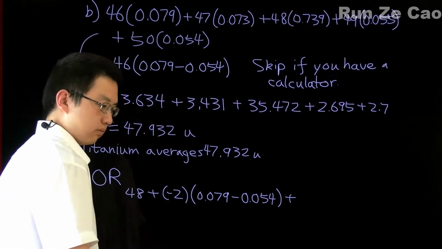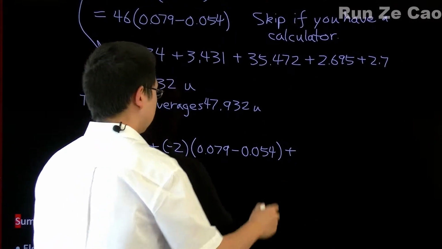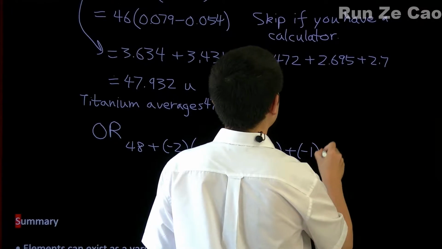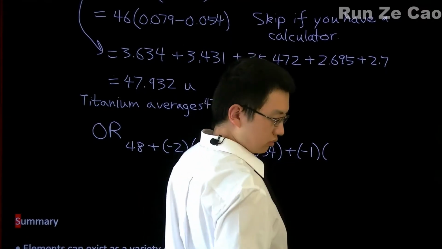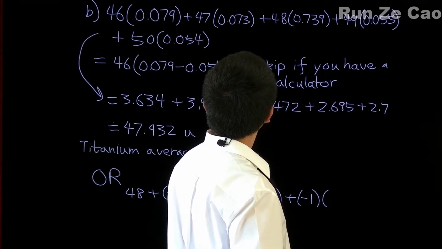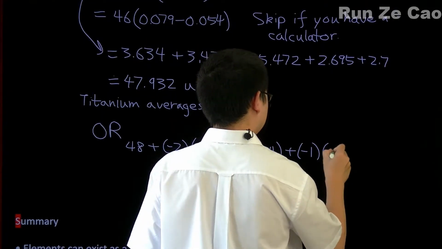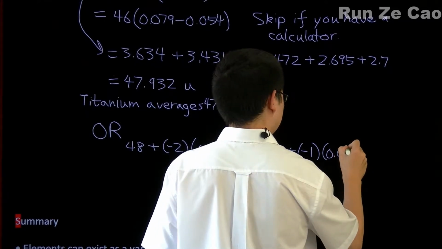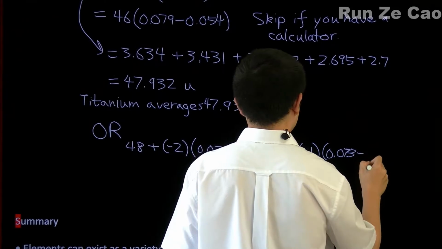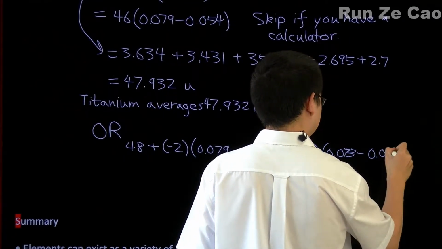Plus -1 times, what was it? Oh, wow. Scrolled down too soon, I guess. 0.073 minus 0.073 minus 0.055.